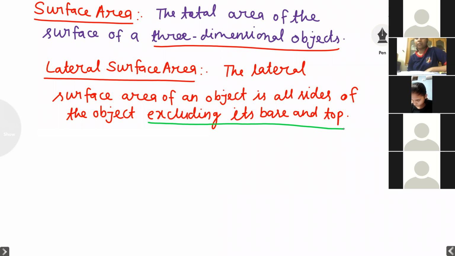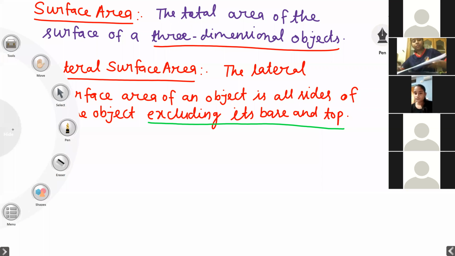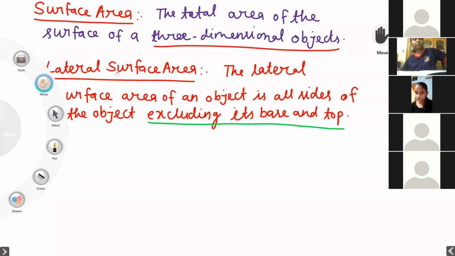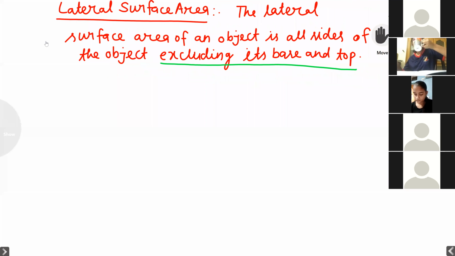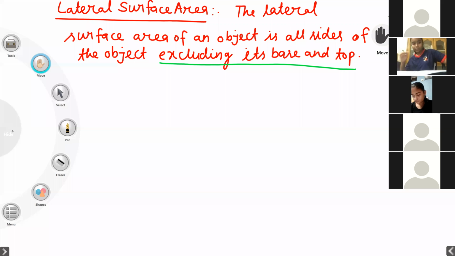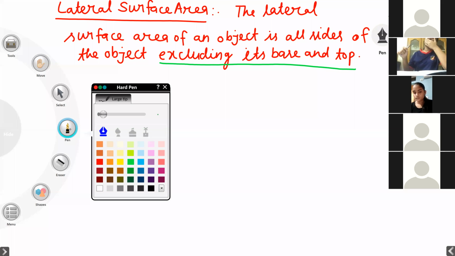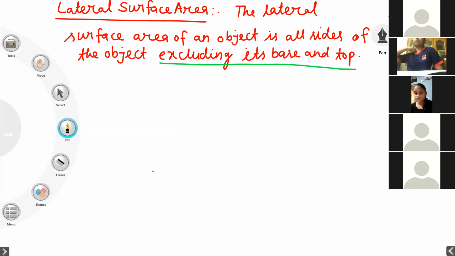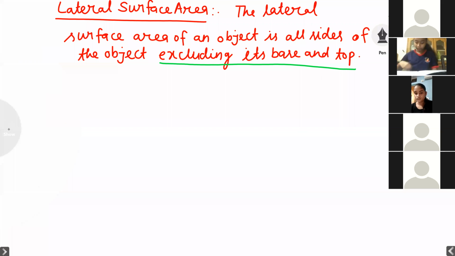Now keep heading: Cuboid. This is the first concept I am going to explain here: cube and cuboid. Now so many basics I have completed, and now I am going deep into my subject. Keep heading cuboid.